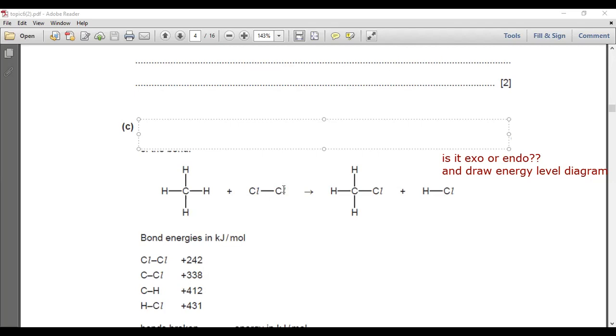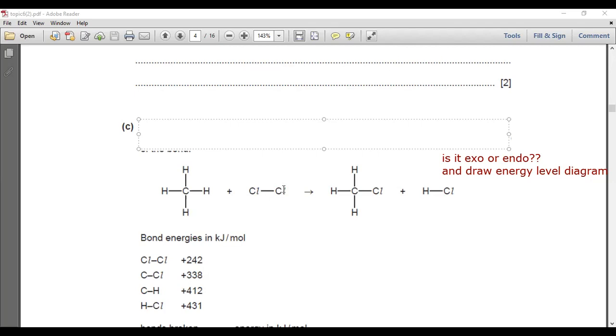Okay, Tariq Hatem: 4 multiply 412 plus 242, energy out 3 multiply 412 plus 338 plus H bond Cl, 431. Okay, bravo Tariq, bravo.